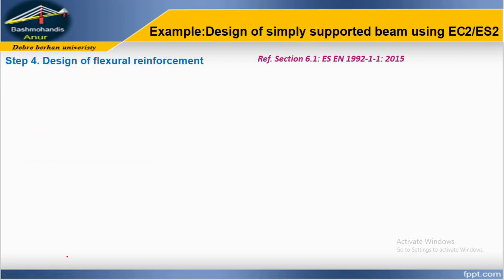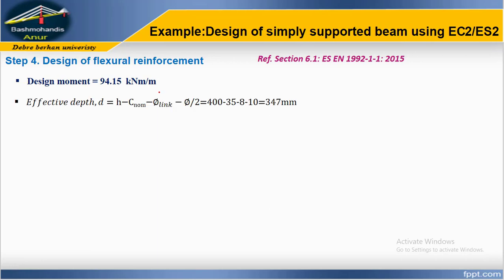Okay, the first step is to design the flexural reinforcement. For the procedure, you can refer to section 6.1 in Ethiopian Standard 2 or Eurocode 2. The procedure is the same. What is the design moment? I have already calculated the design moment equals 94.15 kN meter per meter. What is the effective depth? Effective depth d equals the overall depth minus the nominal cover minus the diameter of the link minus the diameter of the main bar divided by 2. Therefore, effective depth equals 347.